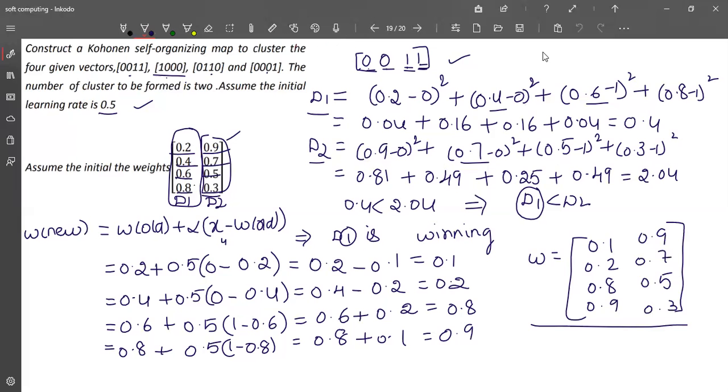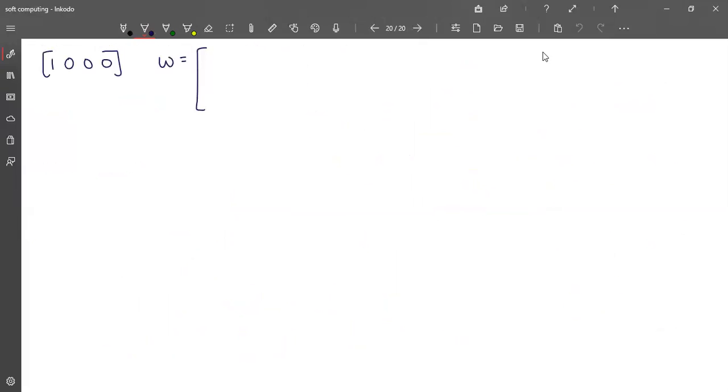So our second input vector is 1, 0, 0, 0. And our new weight is 0.1, 0.2, 0.8, 0.9, and 0.9, 0.7, 0.5, 0.3, and our alpha is 0.5. So now let's find D1.